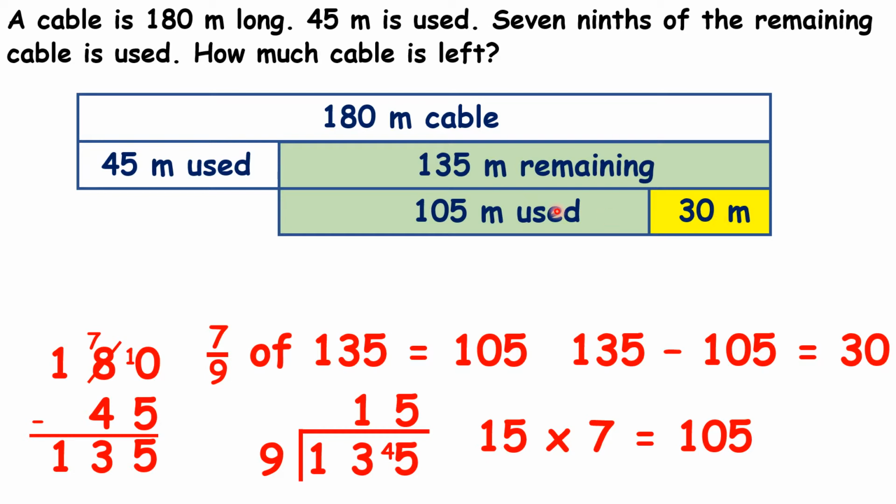You might think that they wasted time finding the 7/9 of the remaining cable, so finding out that 105 metres was used. But the advantage of doing it in this way is that it's easier to check your answer. So here they can see that 45 metres was used, then 105 metres was used, then 30 metres was left. So they can check that 45 plus 105 plus 30 equals 180, because that's how much cable they started with.